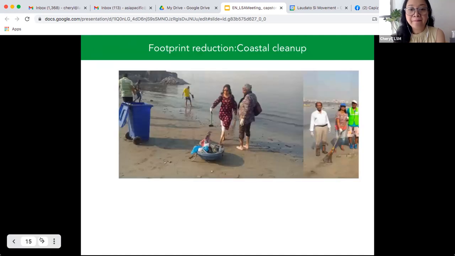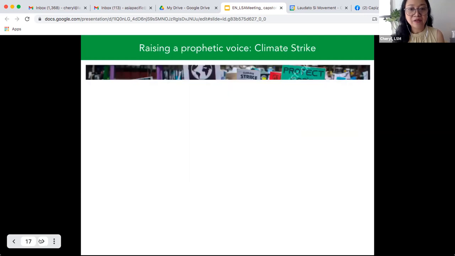And some did coastal cleanup. This is also in India. So it really depends on what you foresee as some major issues in your place. So for some, it's the trash that's being thrown in the ocean. So this is what they did. And it's under footprint reduction.